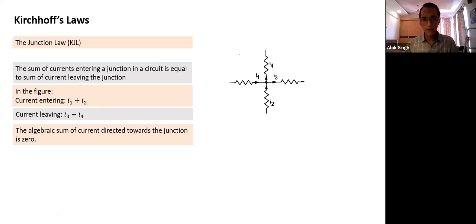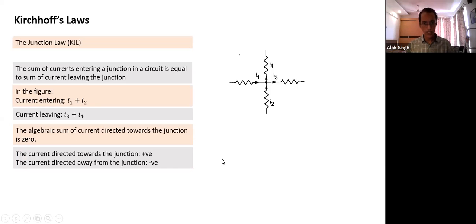Alternatively, we can state the law in another form: the algebraic sum of current directed towards the junction is 0. What does it mean? We have indirectly applied this kind of question in the case of capacitors for charges. When we say directed towards the junction, algebraic sum means it can have positive value, it can have negative value. So we have to define what is positive and what is negative. Current directed towards the junction is taken as positive, and current directed away from the junction is taken as negative. If we write in that fashion, the net sum is equal to 0.